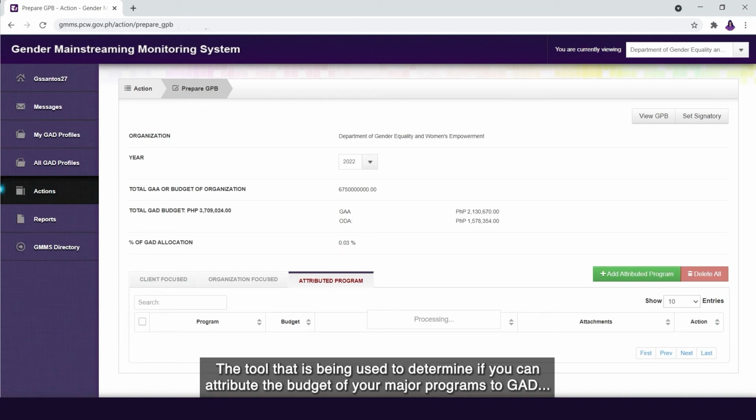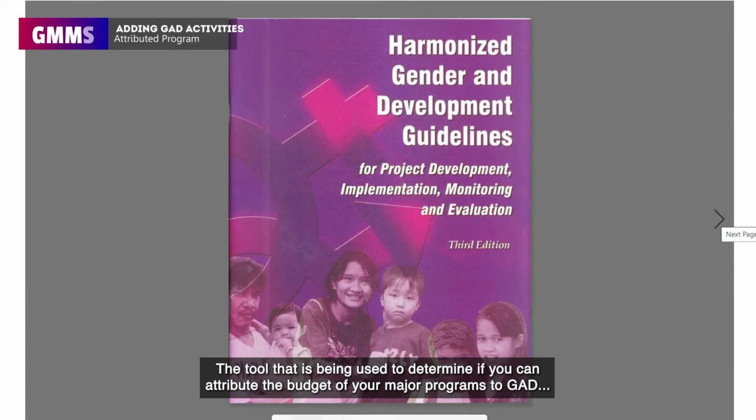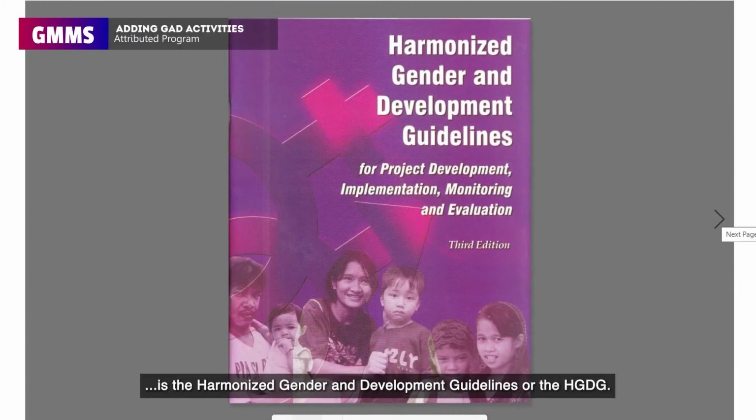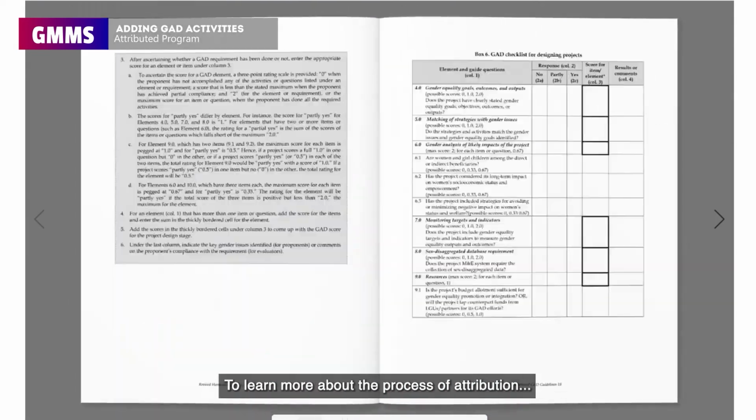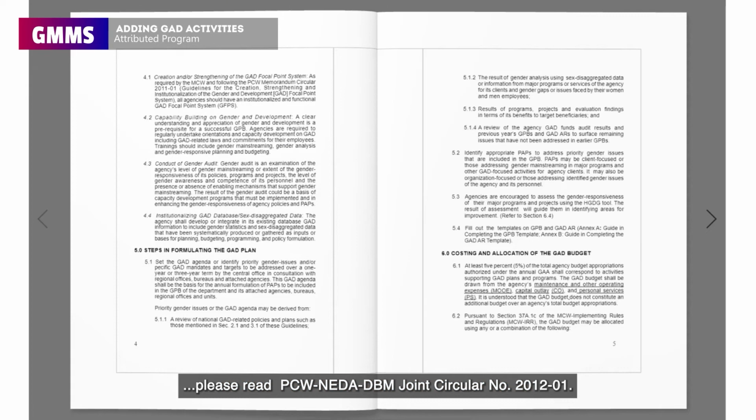The tool that is being used to determine if you can attribute the budget of your major programs to GAD is the Harmonized Gender and Development Guidelines, or the HGDG. To learn more about the process of attribution, please read PCW NEDA DBM Joint Circular number 2012-01.